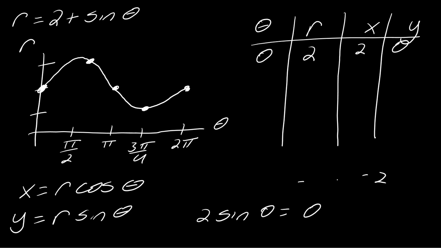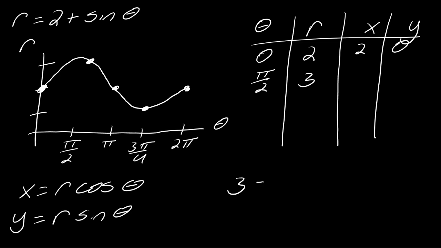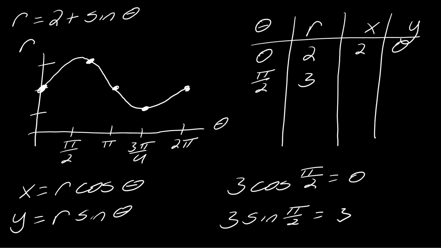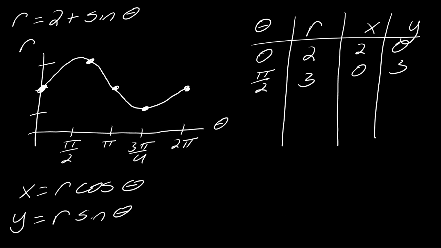And so now I can continue this pattern. So next, when theta was pi over 2, I had that my r was 3. So my x coordinate will be 3 cosine pi over 2, so that's just going to equal 0. And then 3 sine of pi over 2, that's just going to equal 3. So my next coordinate pair is going to be 0 and 3. And so I can continue this just on down. I can continue this for pi, 3 pi over 4, and I can do this for 2 pi.